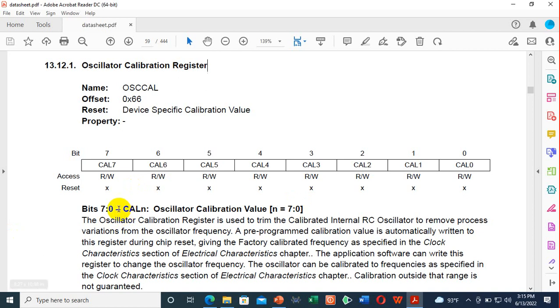Look at over here, bit positions 7 to 0, the oscillator calibration value. Okay, the oscillator calibration register is used to trim the calibrated internal RC oscillator to remove process variation from the oscillator frequency. A pre-programmed calibration value is automatically written to the register during chip reset, giving the factory calibrated frequency as specified in the clock characteristics section of the electrical characteristics chapter. Okay.